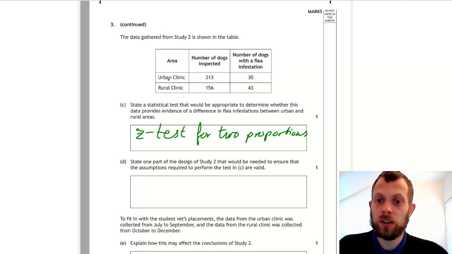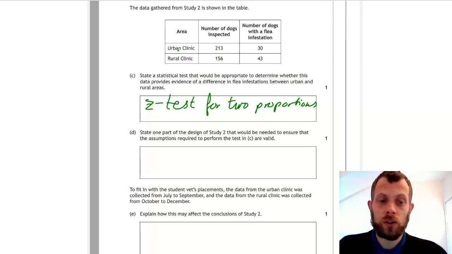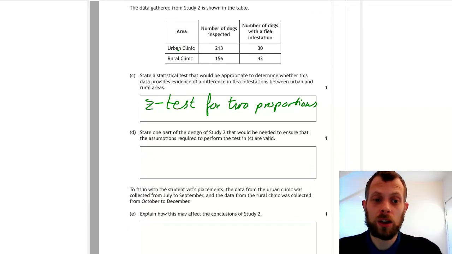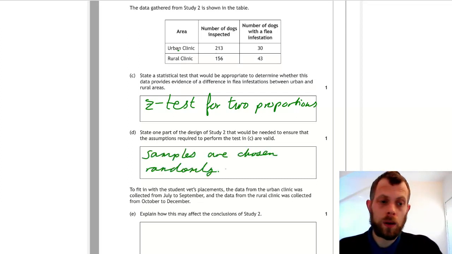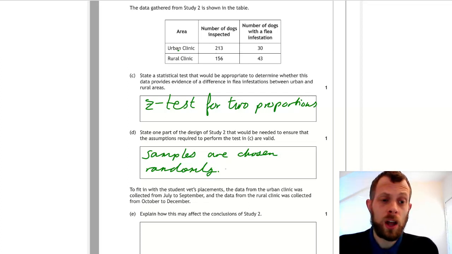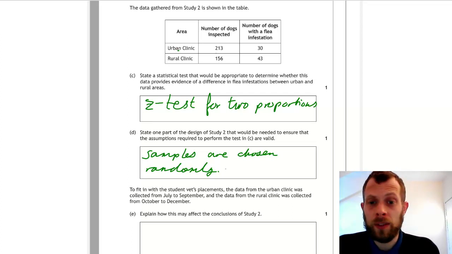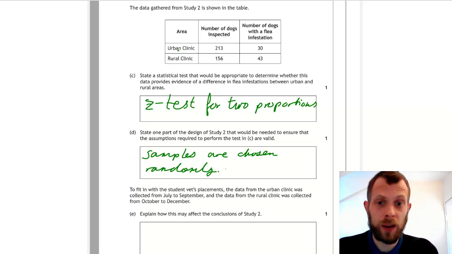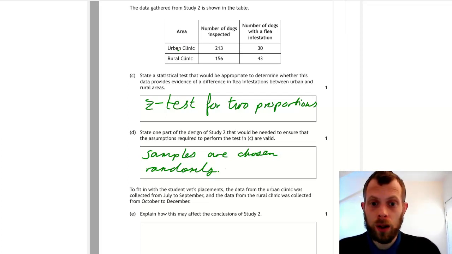Now in part D it says state one part of the design of study 2. Now I think this is actually a difficult question to answer. The question they're looking for in the marking scheme is that, well, samples are chosen randomly. The reason I personally think this is a difficult question to answer is because a sample requires a population, and it's not hugely clear to me what the population actually is of dogs being inspected. So again, if you're looking for full marks in the exam, that may be one to remember that might be an assumption of a design of a study, is that you have random samples. It's not the easiest mark to get, I think.